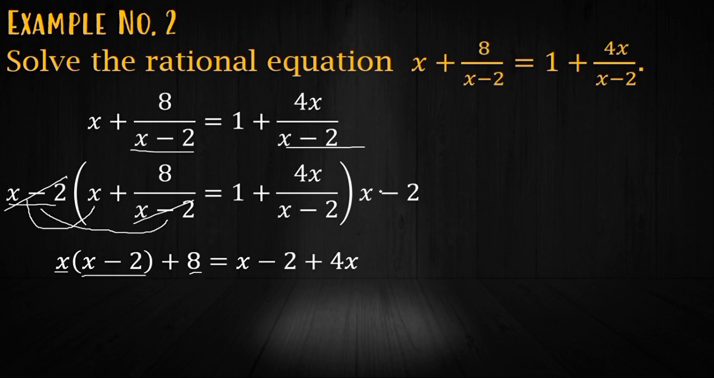Equals 1 times x minus 2, you'll have x minus 2. And then 4x over x minus 2, again, this can be cancelled, giving you positive 4x. Then simplify the left side of the equation since we still have the quantities, the parentheses here.